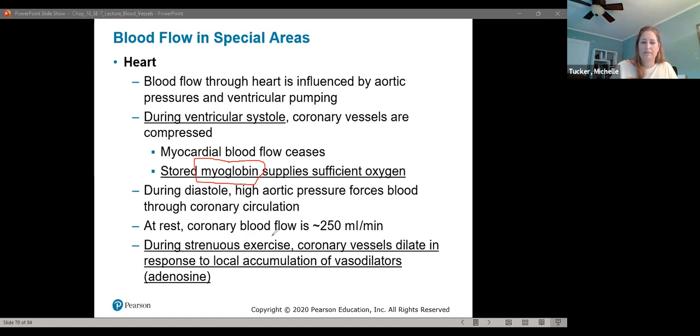During exercise, the oxygen demand is increased, and so the coronary vessels are going to produce adenosine, which is a very potent vasodilator. So for the heart, myoglobin is usually sufficient to sustain it through ventricular systole, but with exercise, it will produce adenosine, so a local metabolic control, and that will vasodilate those vessels.